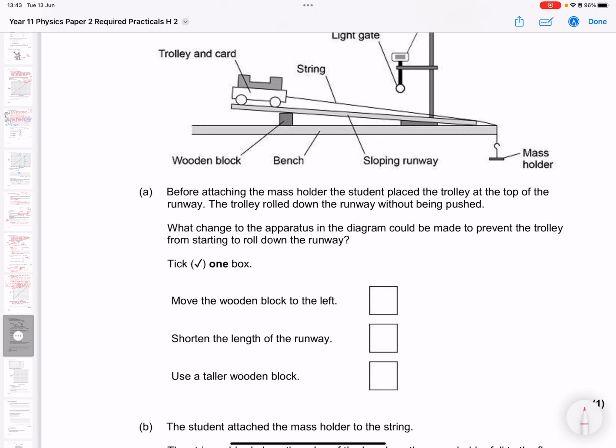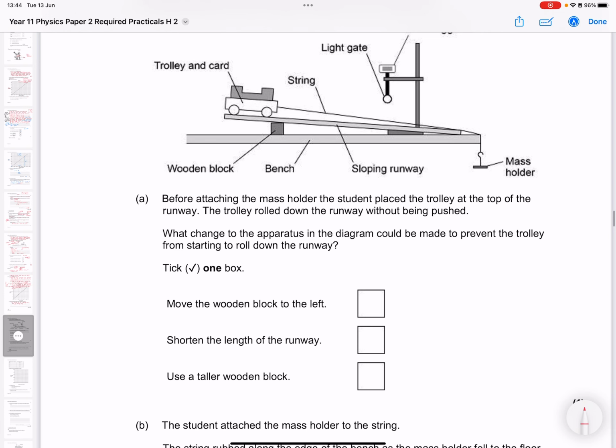Before attaching the mass holder, the student placed the trolley at the top of the runway. The trolley rolled down the runway without being pushed. So without any push, it just rolled down. What change to the apparatus in the diagram would be made to prevent the trolley from rolling down the runway? So what can we do?